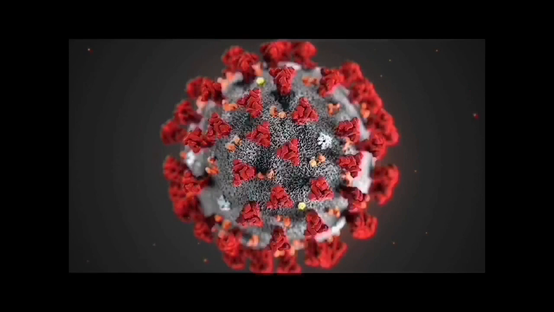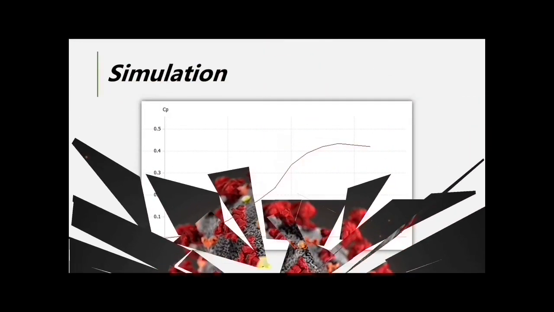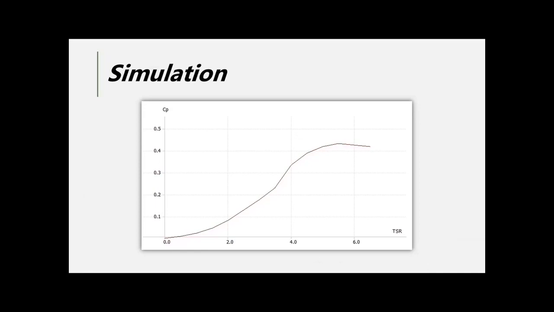Unfortunately, due to the outbreak of COVID-19, we were unable to test our wind turbine. However, following Q-Blade simulations, it was estimated that a maximum coefficient of power of 0.43 would be achieved at a TSR of 5.76 at a velocity of 12 meters per second.